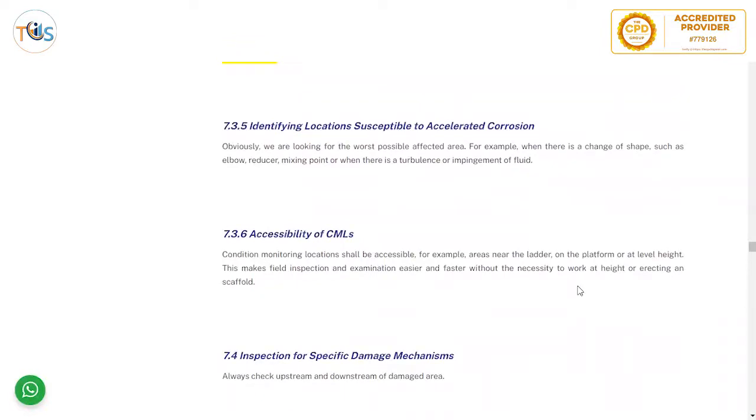Identifying locations susceptible to accelerated corrosion. Obviously, we are looking for the worst possible affected area. For example, when there is a change of shape, such as an elbow, reducer, or mixing point, or when there is turbulence or impingement of fluid.